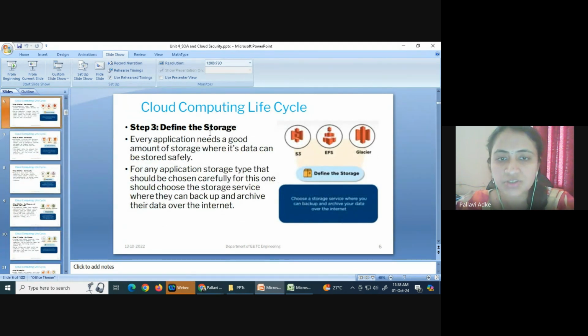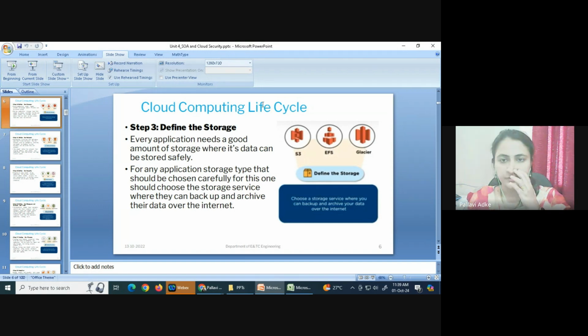Then define the storage. Now the hardware part is done. Now how much storage do you want? How much database do you have with you? Because these are cloud models, and generally we go for a large database. Suppose I want to build some AIML model, the main requirement of these AIML or DL models is that we should have a large database. So obviously the storage should be a large one.